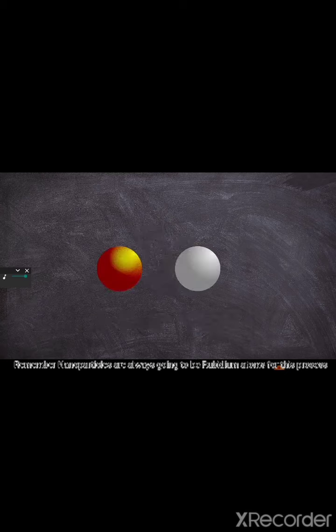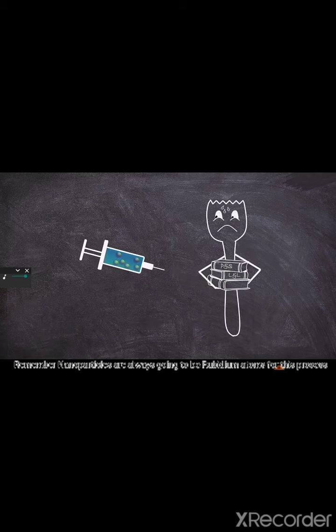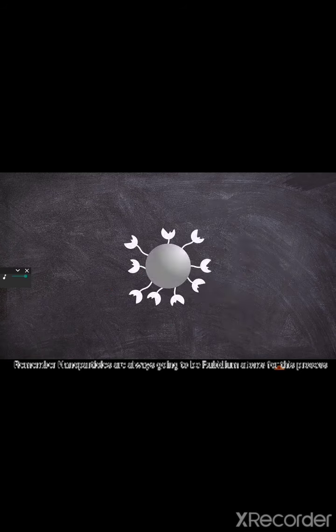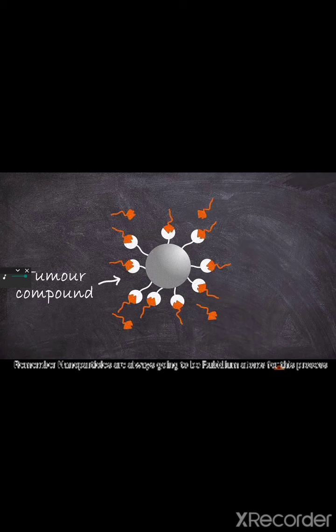The idea is, because gold and silver and such are non-toxic metals to the body, you inject them into a patient and they'll be inert. However, because they're coated in a molecule that binds to some targeted tumor compound, they'll accumulate in the tumor region.